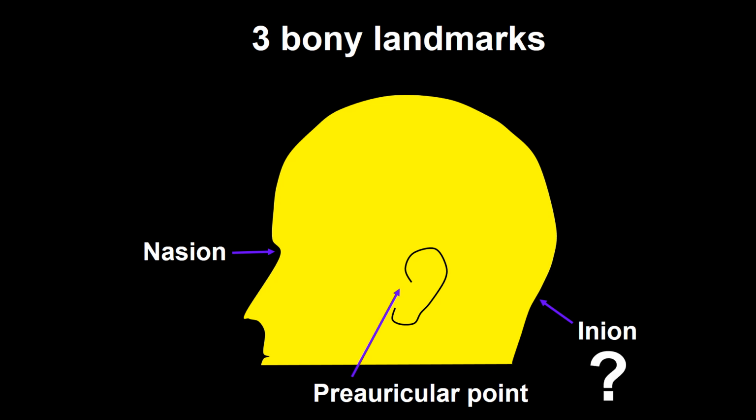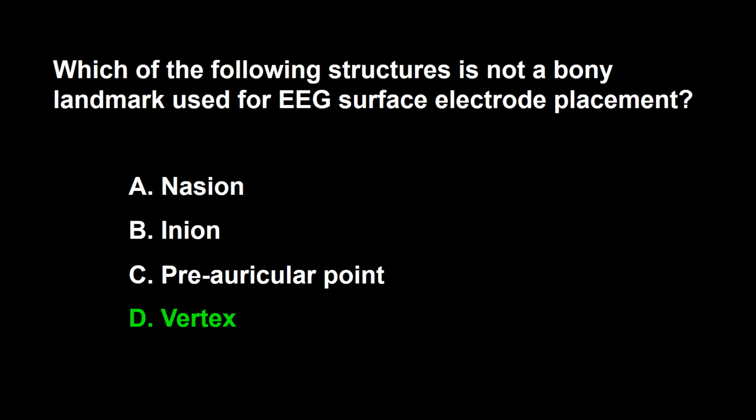This ridge is at times difficult to find. If, despite asking the patient to move the neck back and forth, you still have difficulty finding it, mark the inion at the level of the preauricular point as it is shown in this figure. So the answer to this question is D.